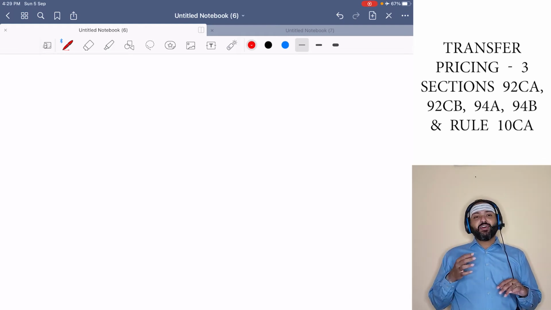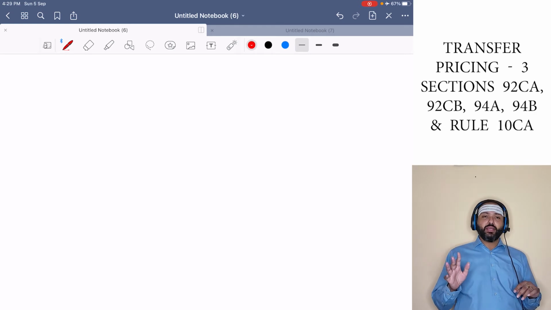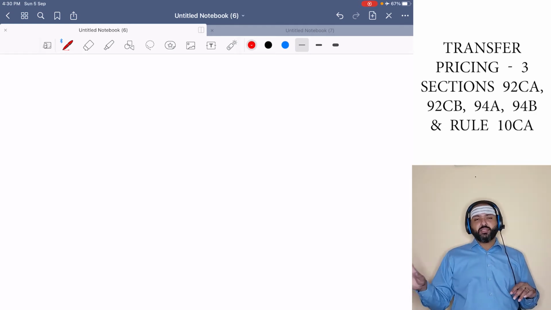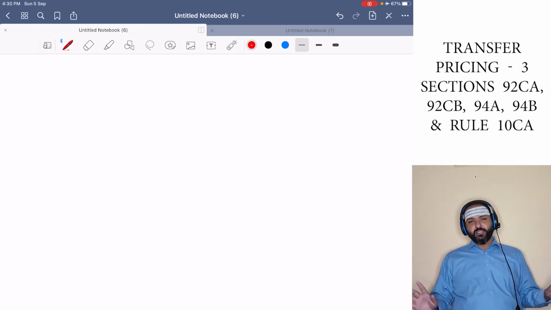But the assessee himself has been honest in accepting the lower price, therefore you will accept whatever the assessee has done and not apply transfer pricing provisions.